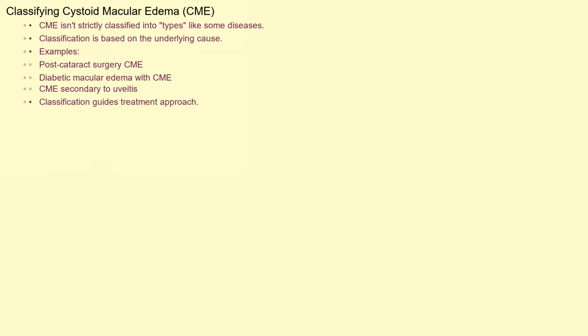A visual showing different classification scenarios such as post-cataract surgery or diabetic. While there aren't strict types of CME in the same way as some other diseases, we can classify CME based on its underlying cause. So, you might hear of post-cataract surgery CME, diabetic macular edema with CME, or CME secondary to uveitis. Classifying it based on the cause helps guide the treatment approach.